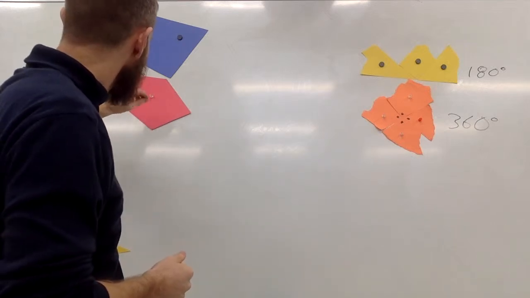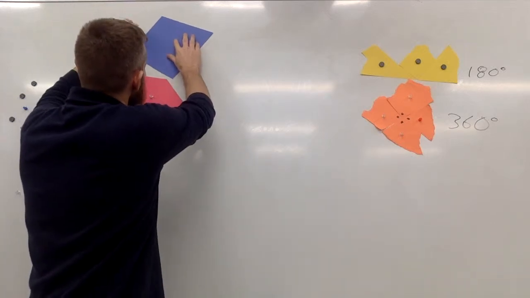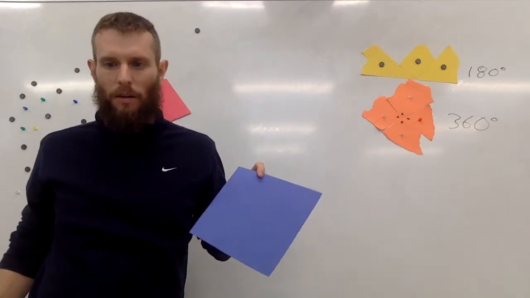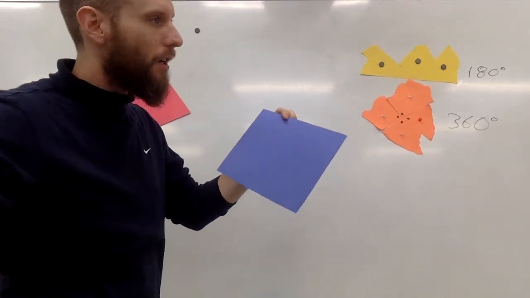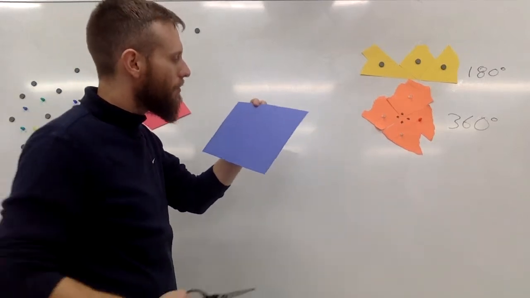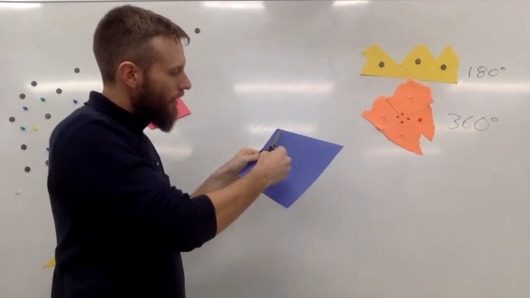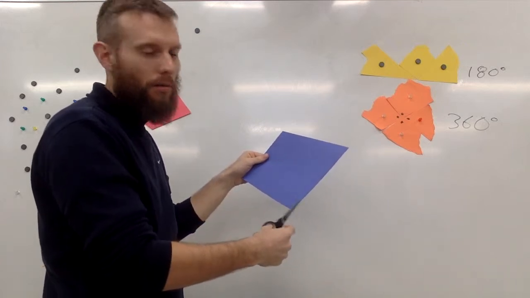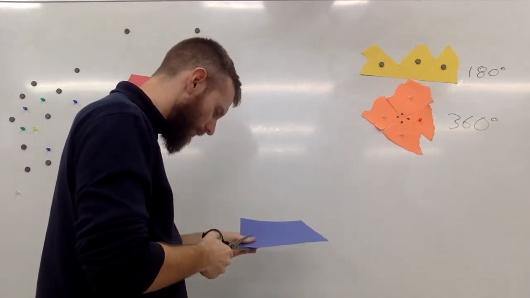Now, there's another way to represent this. This is the same quadrilateral, okay? And instead of tearing it up, I want to show another way to represent this, and that is to cut this from a corner to a corner to make two triangles.